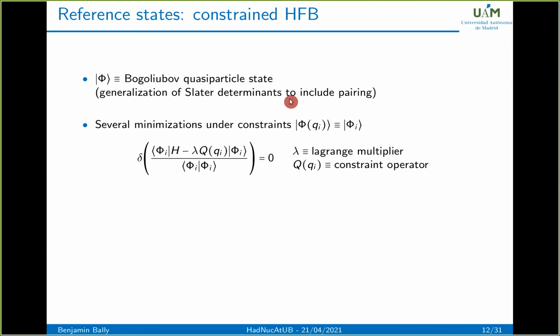And so what we do first is that we perform several minimizations. We perform Hartree-Fock or Hartree-Fock-Bogoliubov minimization under constraints. Here I generically call the constraint operator Q, that depends on, let's say, the variable Q_i, and I change this Q_i and perform several minimizations. I can also change even the constraint operator. And in such a way, I build many, many states.